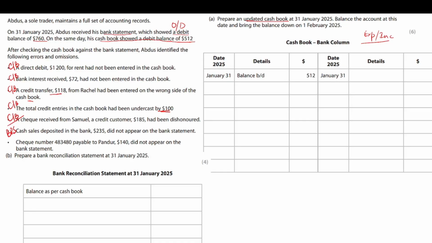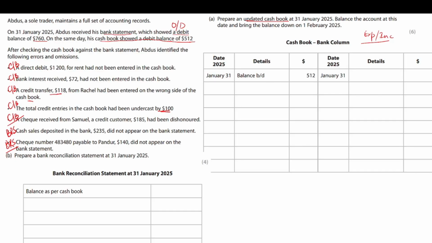And then coming to the next, cheque number 483480 payable to Pandur, 140, did not appear on the bank statement. So this also will go in the BRS. So first you need to identify what has to be posted in the cash book and what has to be posted in the bank reconciliation statement.